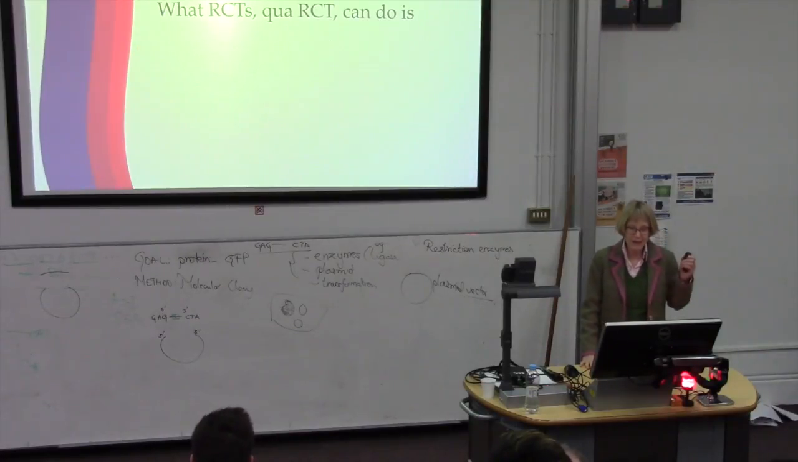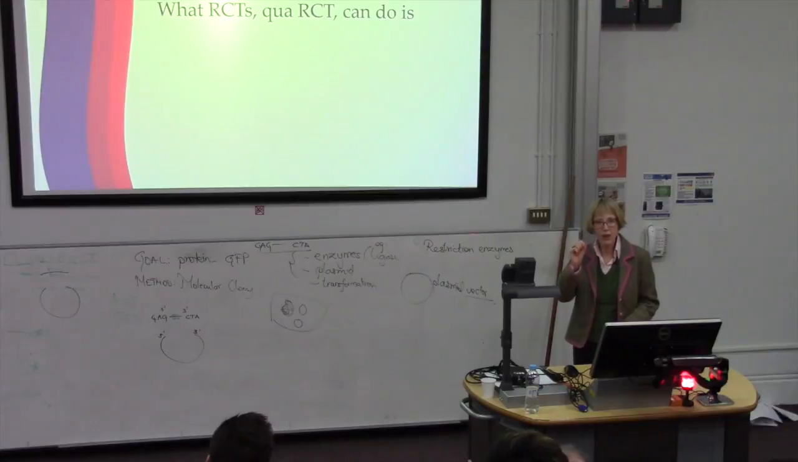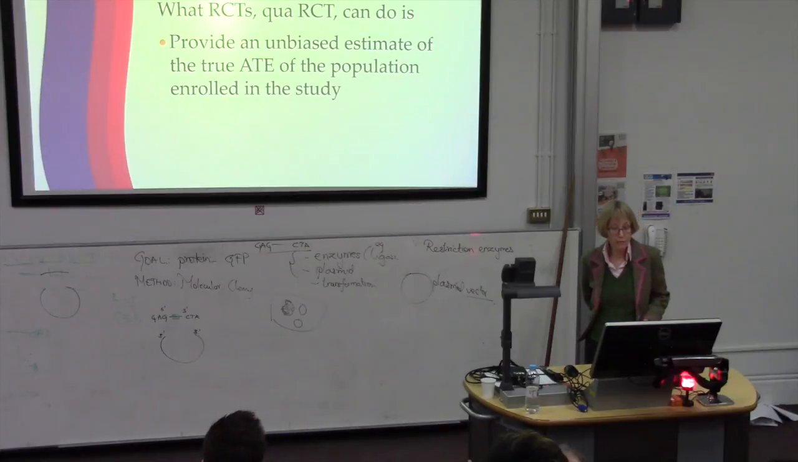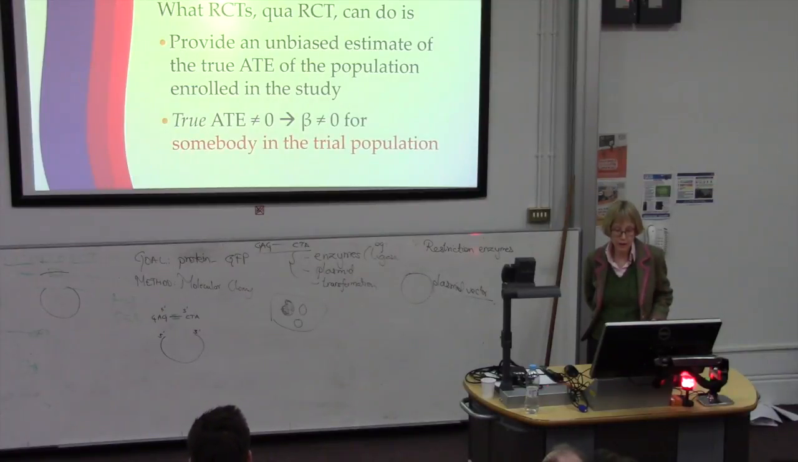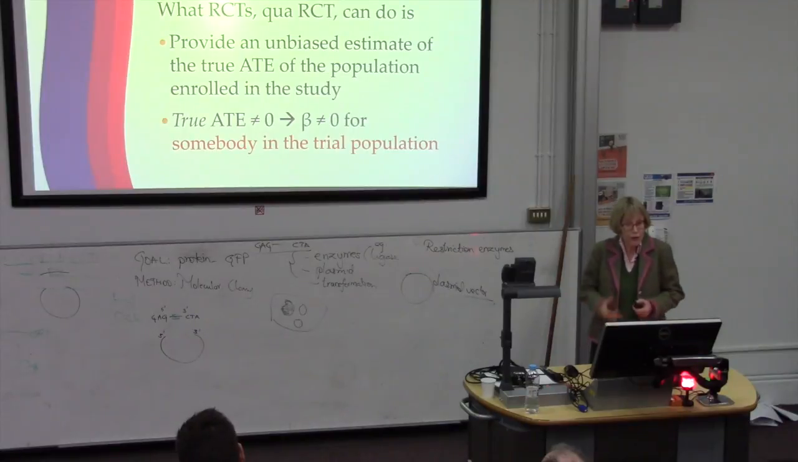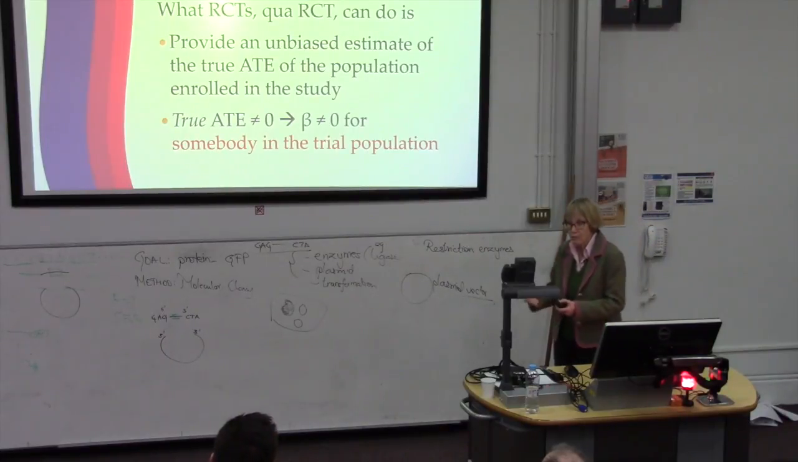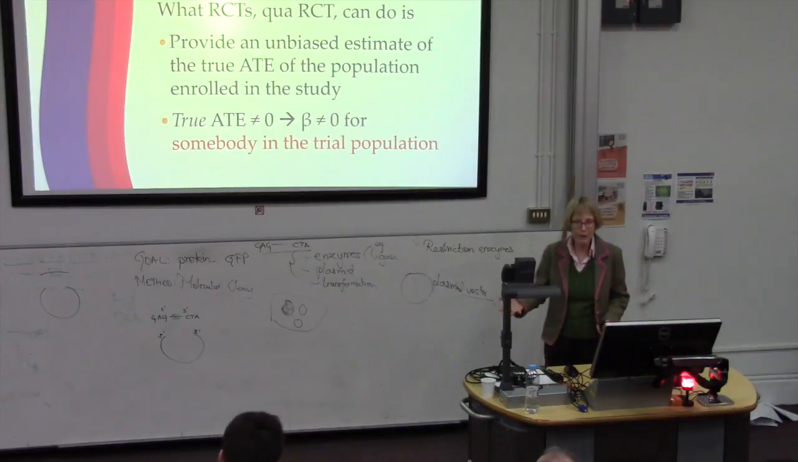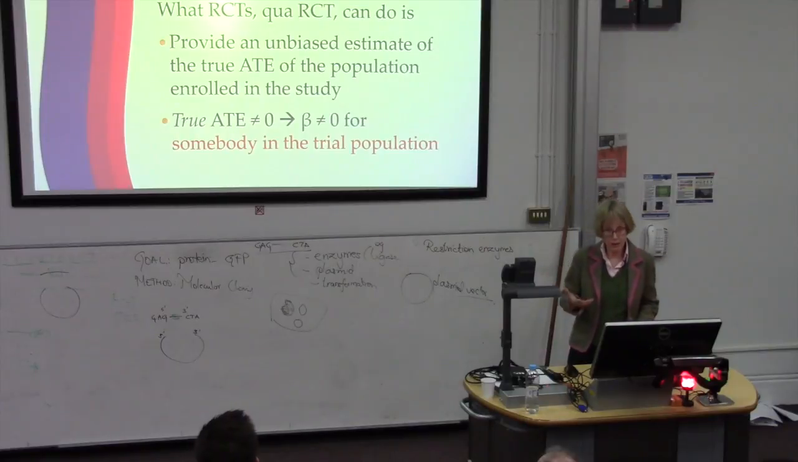Okay, so RCTs. Just because of this wonderful study design, what an RCT can do is provide an unbiased estimate of the true average treatment effect of the study of the population enrolled in the study. And if the true ATE is positive, then we know that beta is unequal to 0 for somebody in the trial population, at least. In fact, probably for a number of somebodies. You can't get an average bigger than 0 without an individual treatment effect being bigger. So somebody in the study population would actually respond positively to this treatment.